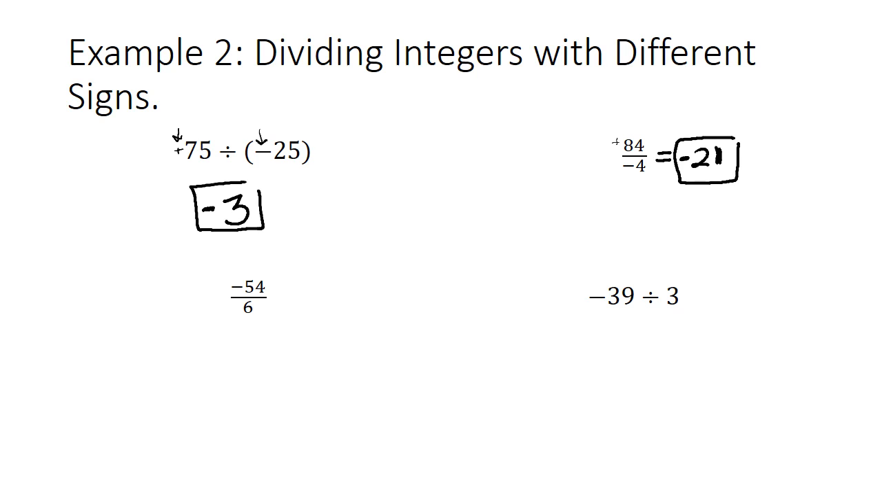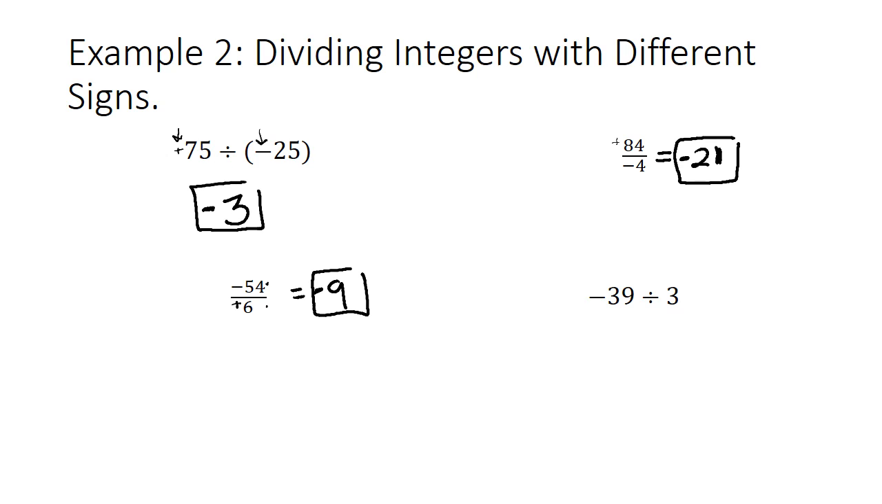Again, as we look at this, we have negative 54 divided by positive 6. So as we look at this, we know 54 divided by 6 has got to be 9 because of our regular math facts, but then we have a negative divided by a positive, which means our answer is going to be negative 9.